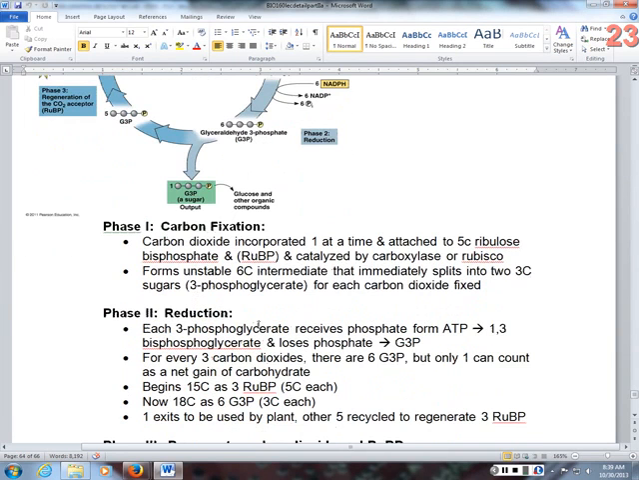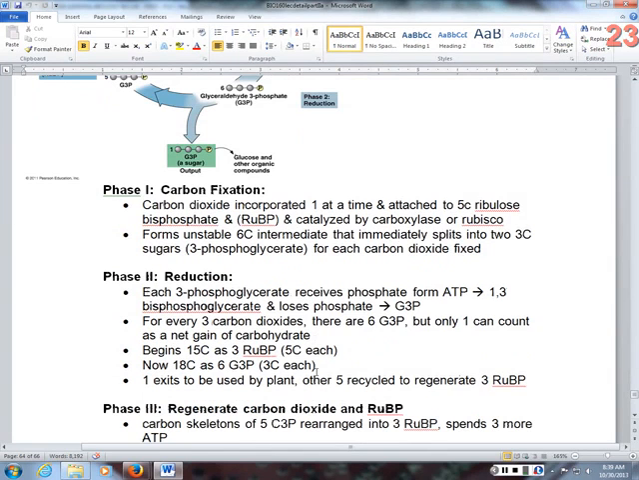So in phase 2, you've got the reduction going on. So this is going to involve moving the electrons. Each of those 3-phosphoglycerates is going to receive ATP and lose phosphate to become glyceraldehyde 3-phosphate. That glyceraldehyde 3-phosphate is one of the same things that you actually have in glycolysis. So for every 3 carbon dioxides, you get 6 glyceraldehyde 3-phosphates, but only one of them is a net gain of carbohydrates because it took 3 carbon dioxides to get there.